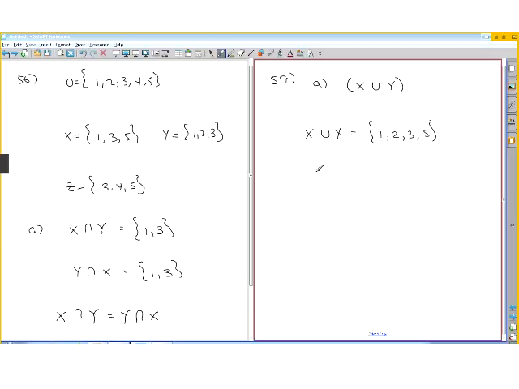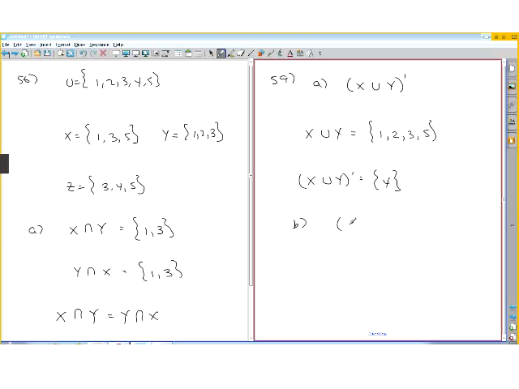And if we take the complement of that, that relates to the universal set. The complement of this union is going to be everything in the universal set that's not in that. So all we have left is 4. 4 is the only element in the universal set that's not in that particular set. Okay, so that's A.